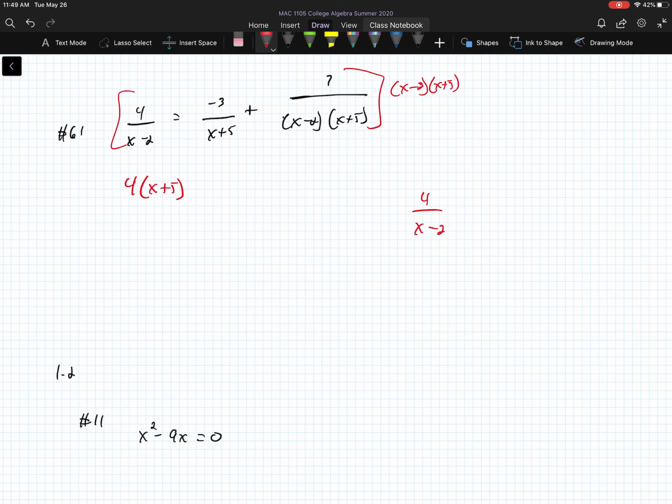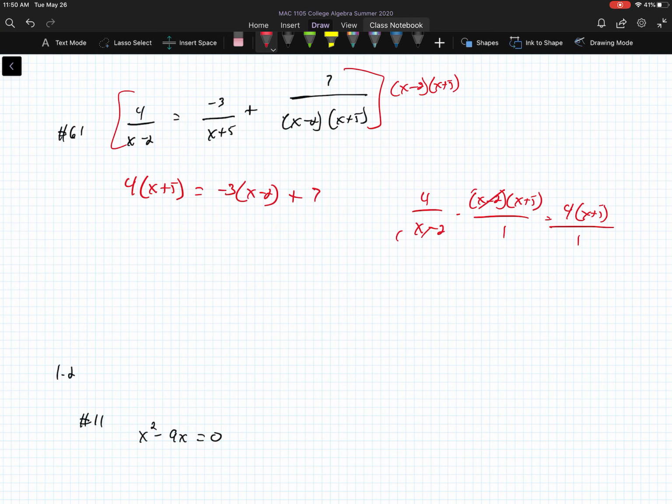So let me show you why that's it. I'll just do this one here so you guys can see it. So x minus 2, x plus 5 over 1. The x plus 2 cancel out, and I'm left with 4 times x plus 5 over 1, and that's how I get the 4 times x plus 5. In this case I get the negative 3, x minus 2, the same concept. And here I just get 7, because the denominators are just going to cancel out.